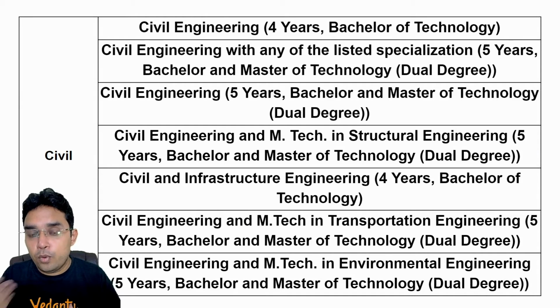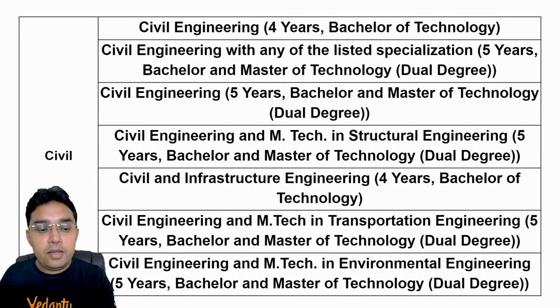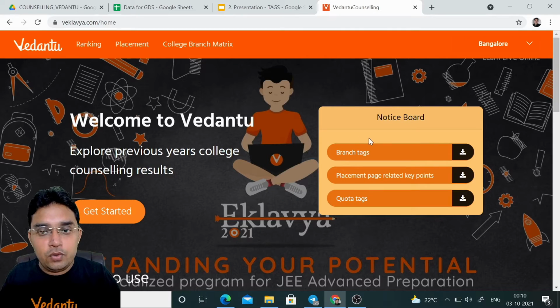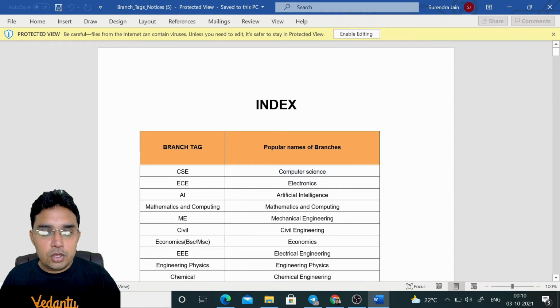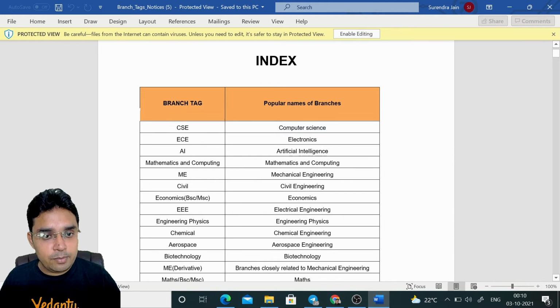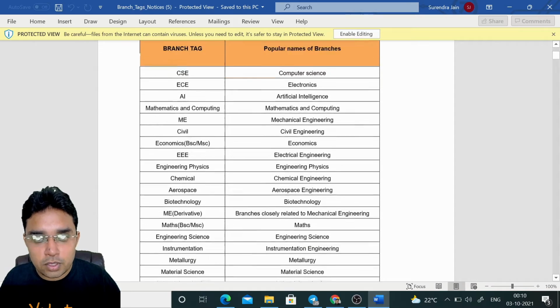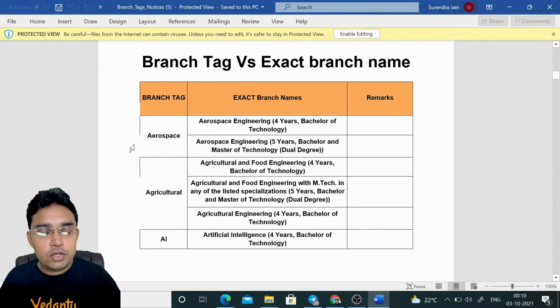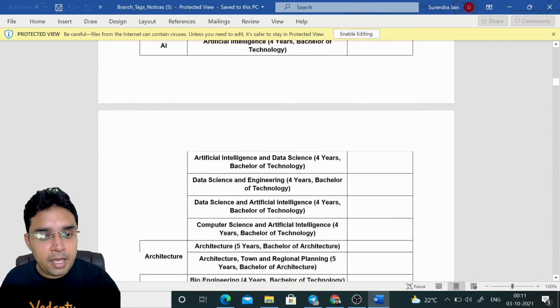Now there can be some more such branch tags. Where can we find all such branch tags? You have to go to the Vedantu JEE counseling page, and if you download this branch tag document, you will find all the branch tags available. Like CSE stands for computer science engineering, ECE stands for electronics, AI stands for artificial intelligence, and so on. If you go down this page, you will find the meaning of all these branch tags. Aerospace caters to aerospace engineering 4 year and also aerospace 5 year. Similarly, agriculture, AI, and so on.